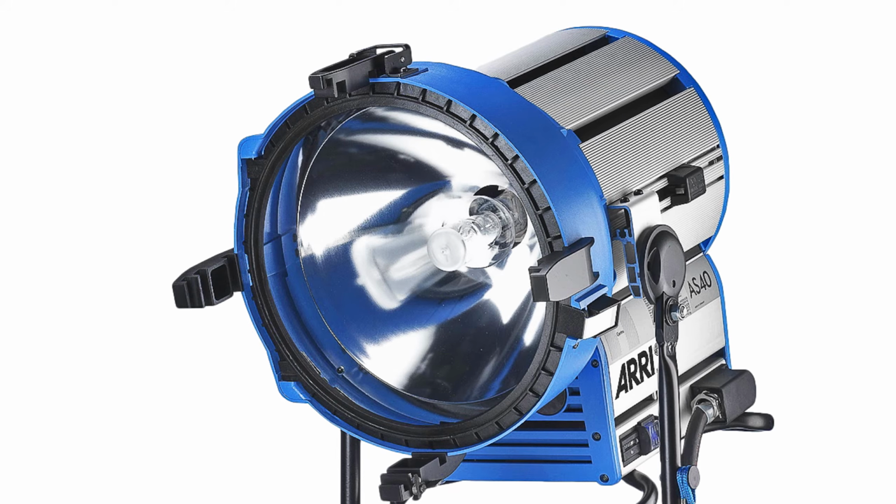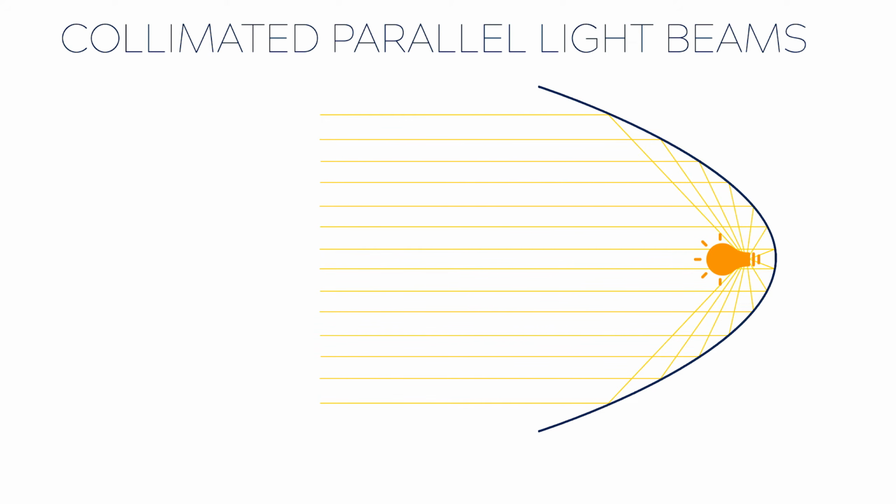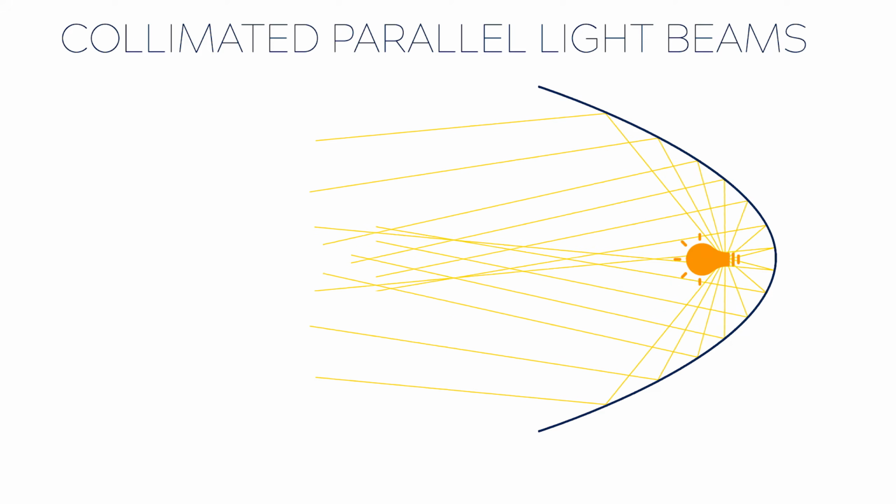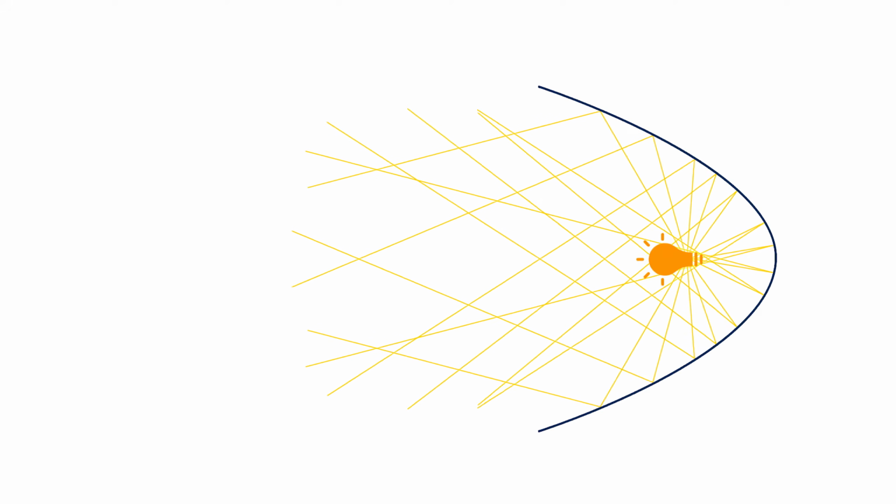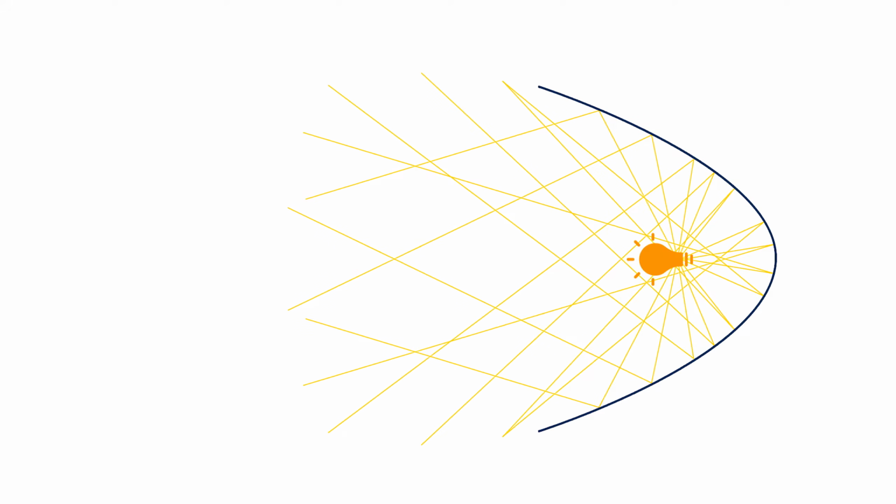When the bulb is positioned within the dish, known as the focusing position, this will result in collimated, parallel light beams that have an even beam spread. When the light is defocused by moving the bulb away from the ideal focusing position, the light rays will start to scatter more randomly, resulting in a broader but less even beam spread and softer shadows.